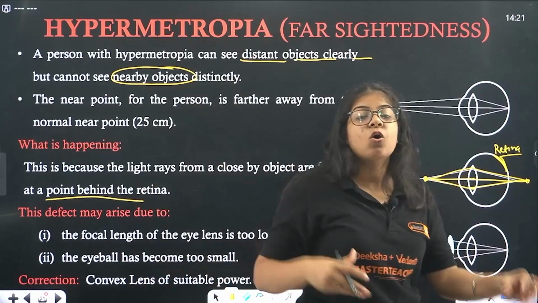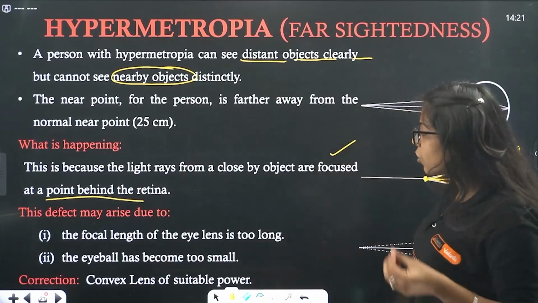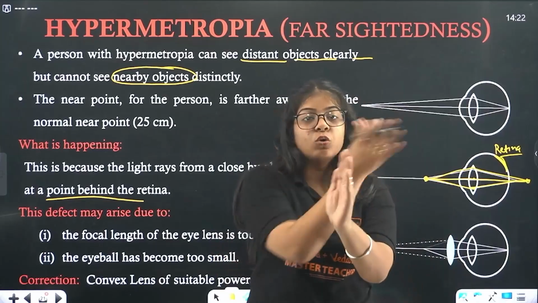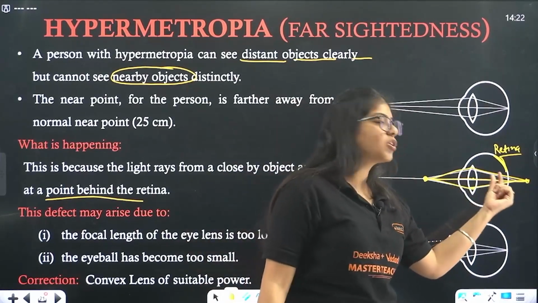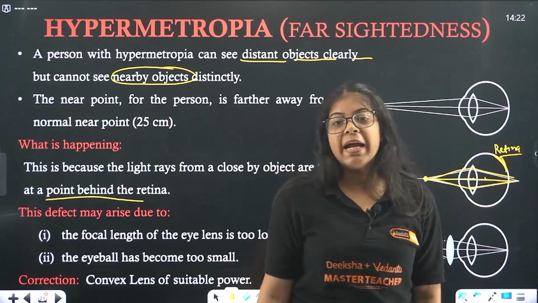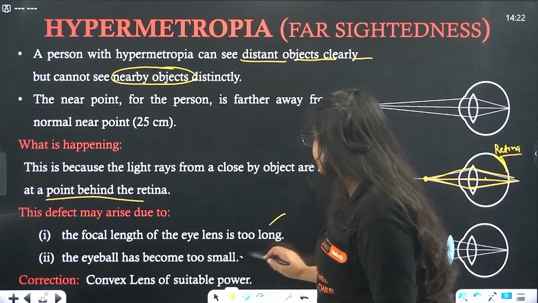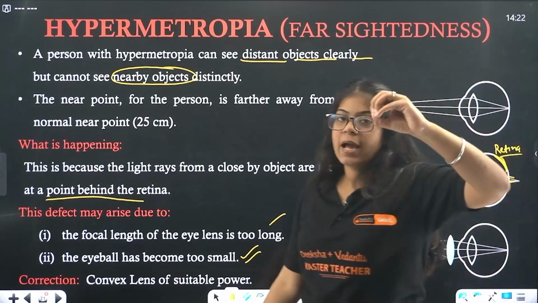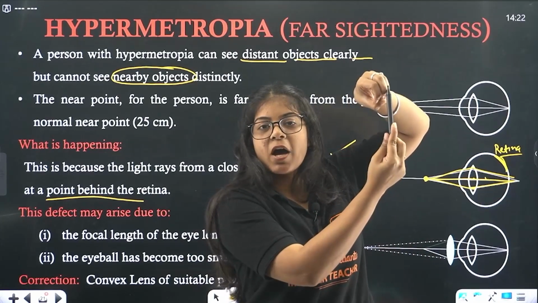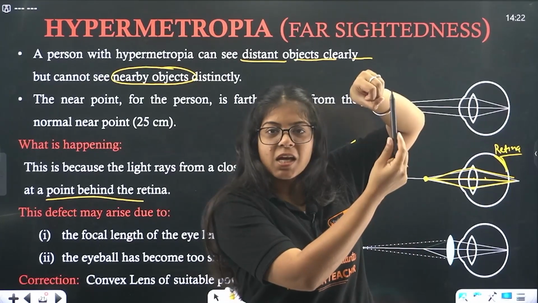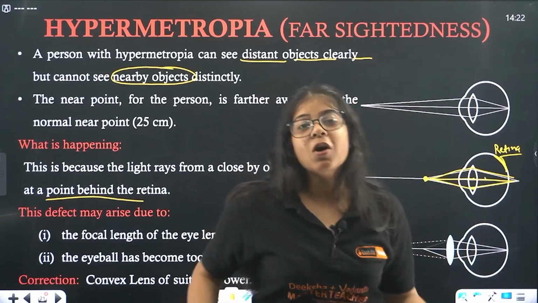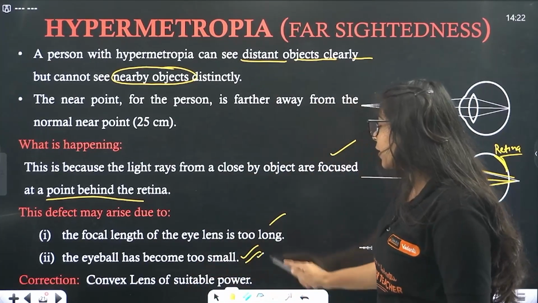What is the cause of this? Maybe the cause is that the focal length of the eye lens is too long. So instead of focusing on the retina, it is focusing behind the retina because the focal length increased. Right? Then, beta, the eyeball has become too small. Here I have an eyeball and the image is formed somewhere here. So the eyeball got smaller. The image is still here, but the eyeball got smaller. So the eyeball has become too small.